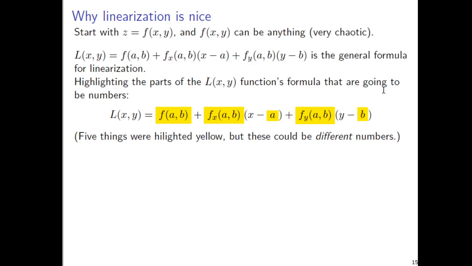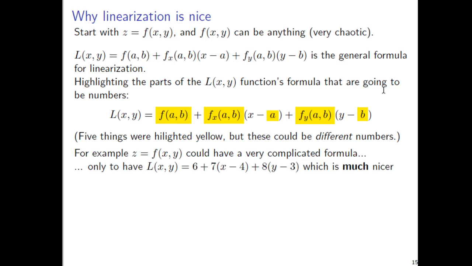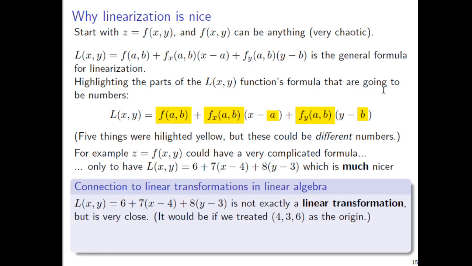And so the linearization is just of the format number plus number times x minus number plus number times y minus number. That's a really nice function, right? So z equals f of x comma y could be a very, very, very complicated thing. But the linearization is going to look like this. It's going to be L of x comma y equals 6 plus 7 times quantity x minus 4 plus 8 times quantity y minus 3. I mean, obviously this one's really nice because all the numbers here are whole numbers. Maybe you have some decimal otherwise, but the point is that's just really nice, right?